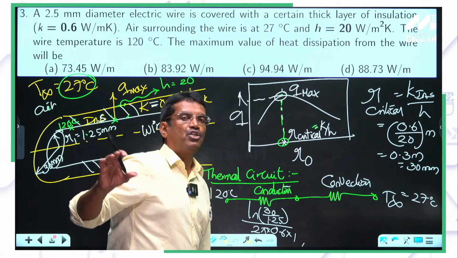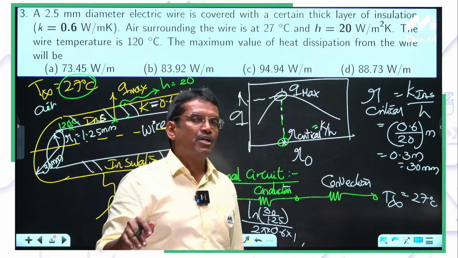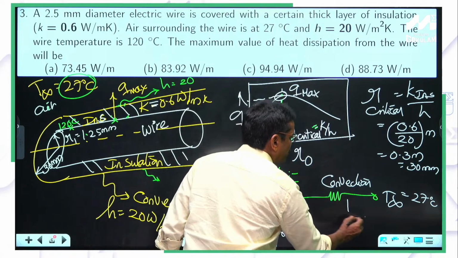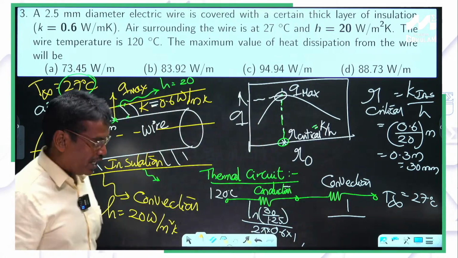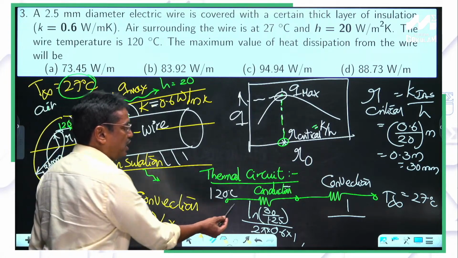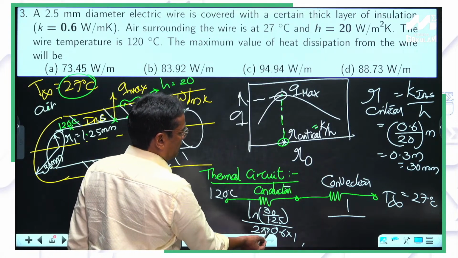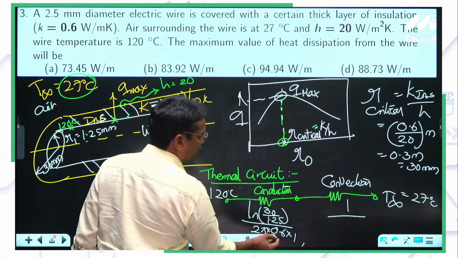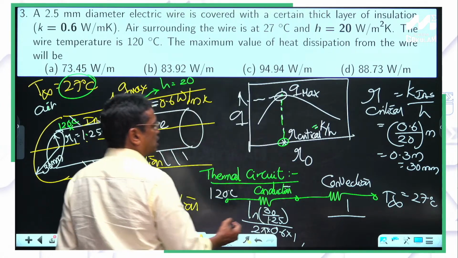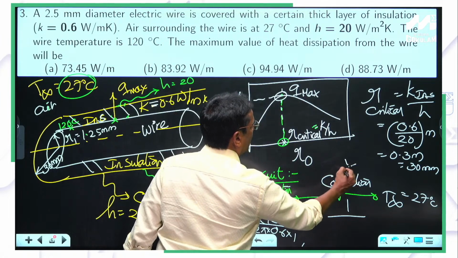In the case of cylinders, if the length is not mentioned, you may feel free to take 1 meter length. Then what is the convection resistance? 1 upon HA. Convection resistance is 1 upon HA. Conduction resistance is ln R2 by R1 divided by 2 pi KL. Length is not given, but I have taken it as 1 meter. What is the convection resistance formula? 1 upon HA.